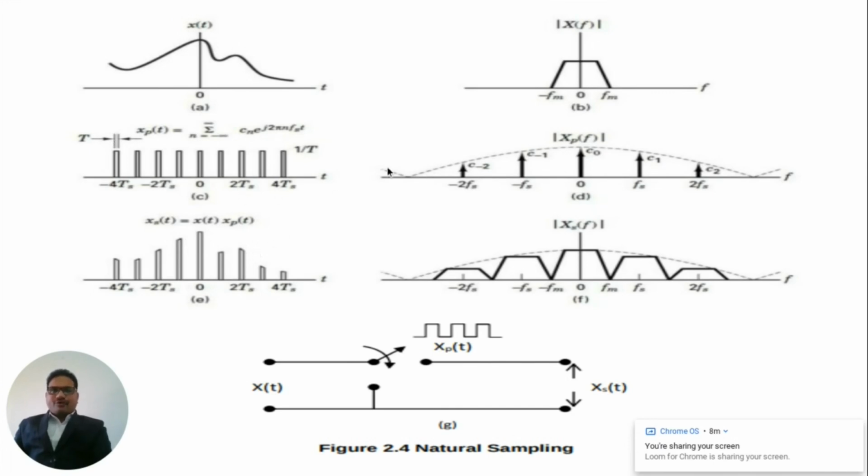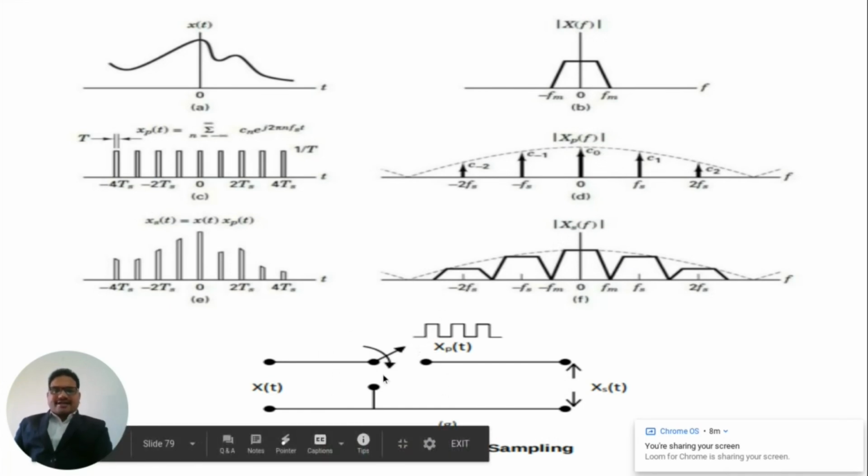And if you see this figure, this is the Fourier transform of x of t, and this is the envelope of the magnitude of the spectrum of this pulse train, which is seen as a dashed or dotted line. It has a sinc shape. So using this frequency domain convolution of X of f and X p of f, you would get this resultant sampled signal, and this is the circuit diagram for natural sampling.